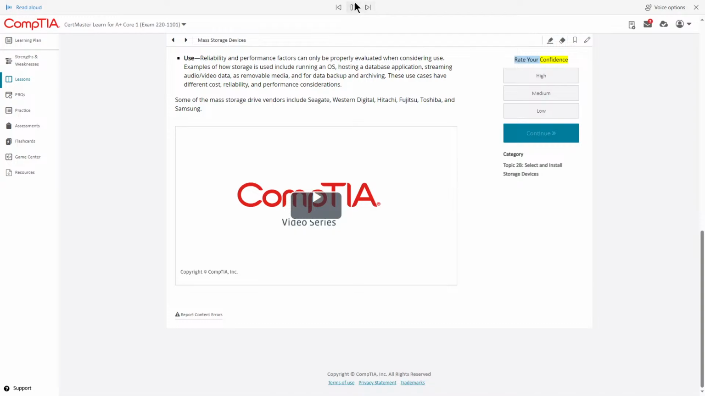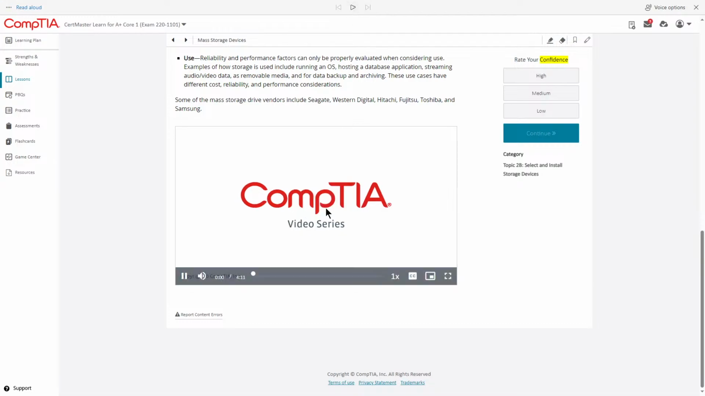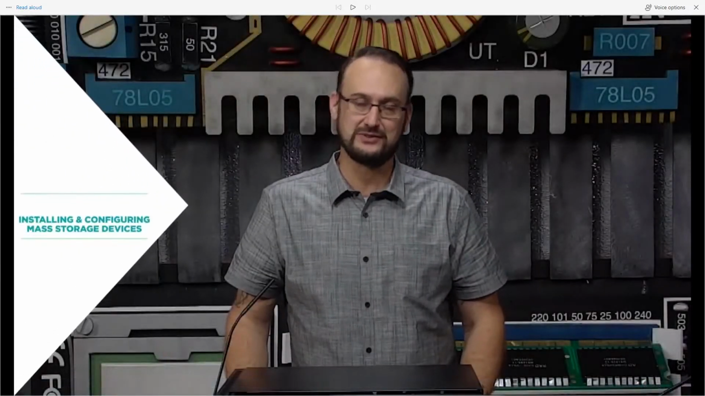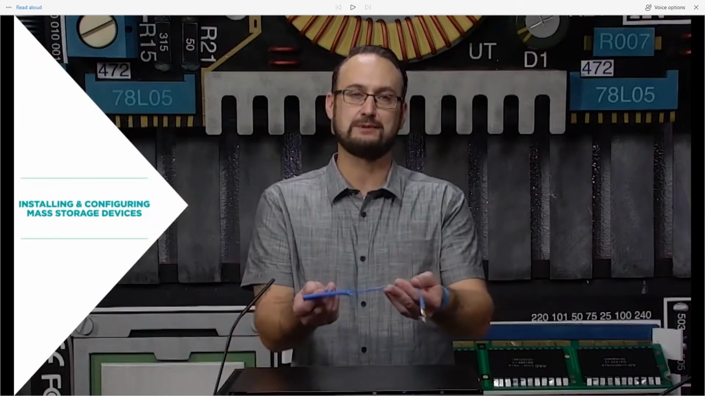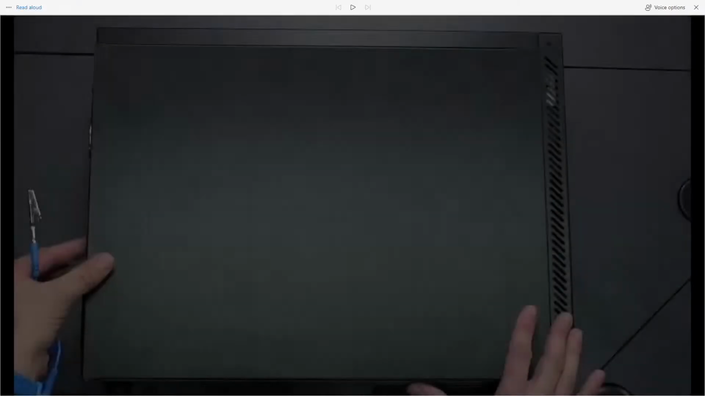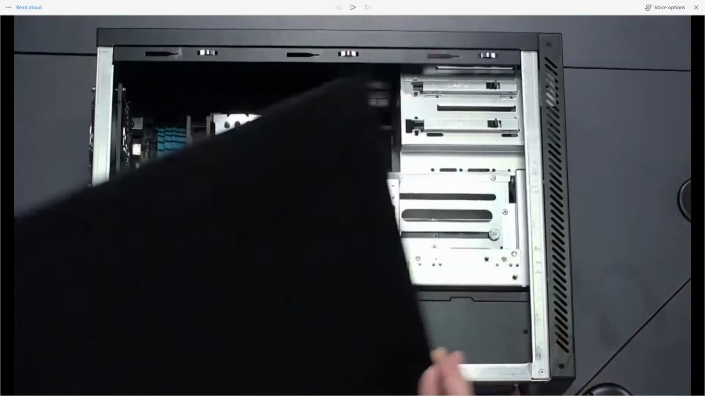Rate your confidence. How to install and configure mass storage devices? Starting out with removing a mass storage device. First thing that we have to do is make sure that we are implementing proper ESD prevention methods. We're also going to go ahead and power the computer down and remove the power cable disconnected from the back of the case, and then we're going to remove the case cover and set it to the side.